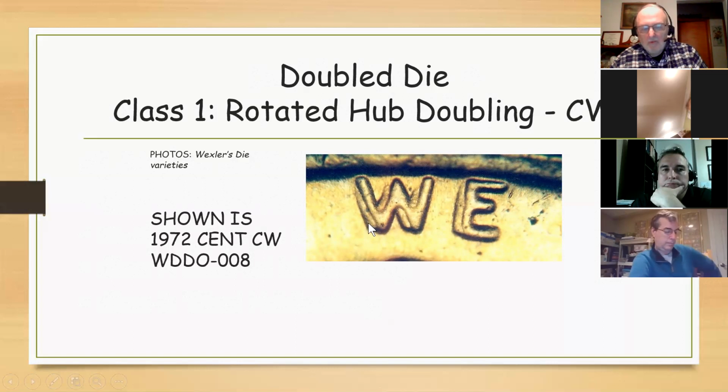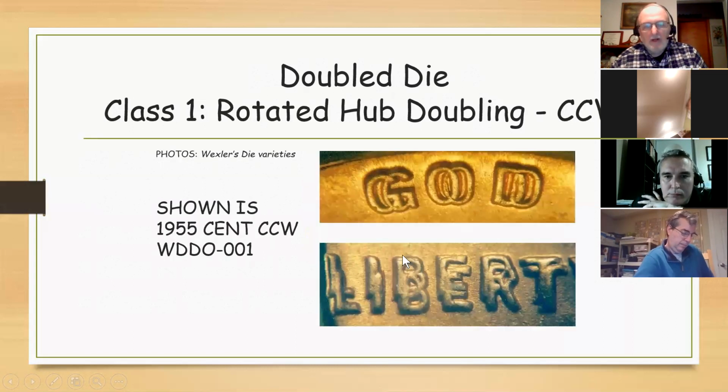And this misalignment was due to a clockwise rotation, and the misalignment was due to a counterclockwise rotation. There's both kinds, but this is clockwise itself. So let's look at counterclockwise. Now you see here, the images are even spread more because this is even more out of alignment. This is a 1955 cent, which also carries a Wechsler double die obverse, a DDO.